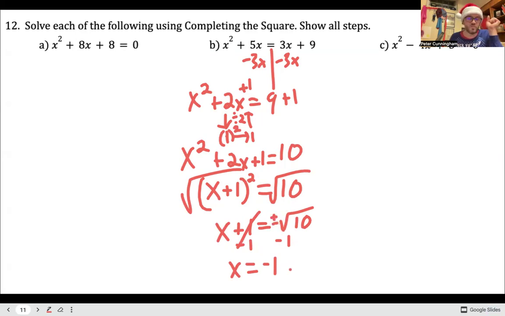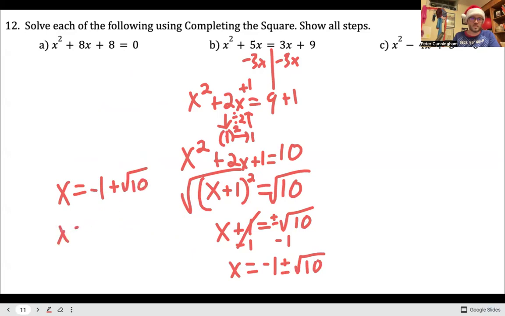Right, so I have -1, the middle of my parabola, plus and minus root 10. And that's two answers. That's like saying x equals -1 plus root 10 and x equals -1 minus root 10. I'm just writing it as one there. So you're saying one to the right and one to the left.